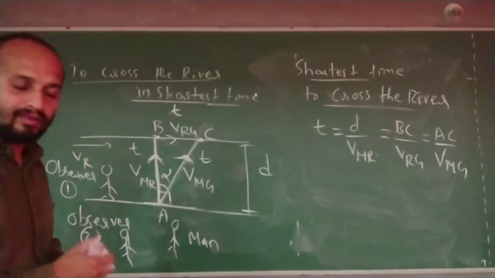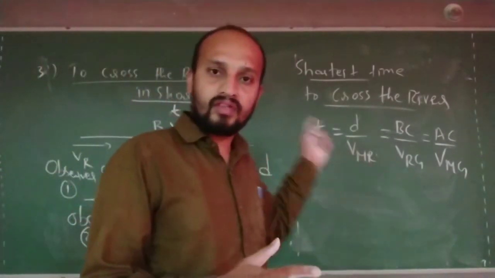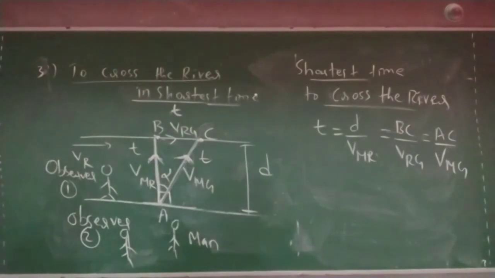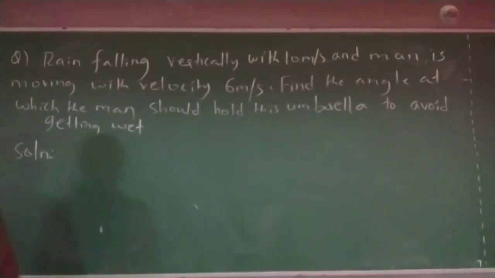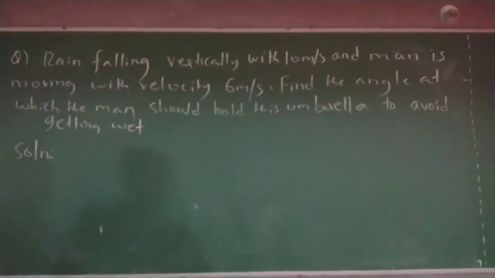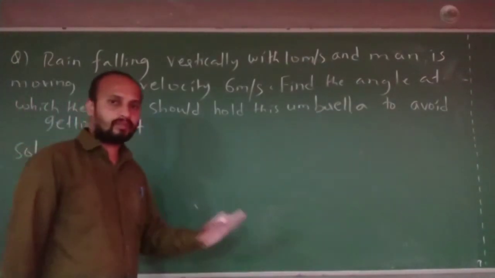We will take up 3 problems. Problem on umbrella, problem on these 2 concepts, such that we will close this topic. Rain is falling vertically with 10 meter per second and a man is moving with velocity 6 meter per second. Find the angle at which the man should hold his umbrella to avoid getting wet. Very simple. One problem I am taking. You need to practice this umbrella concept.